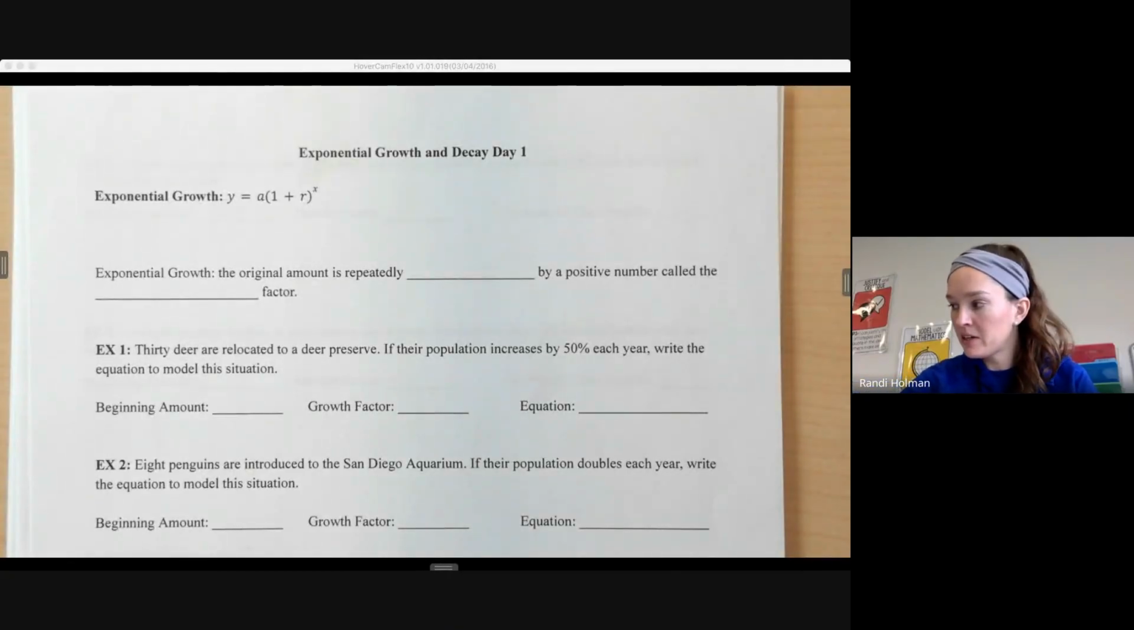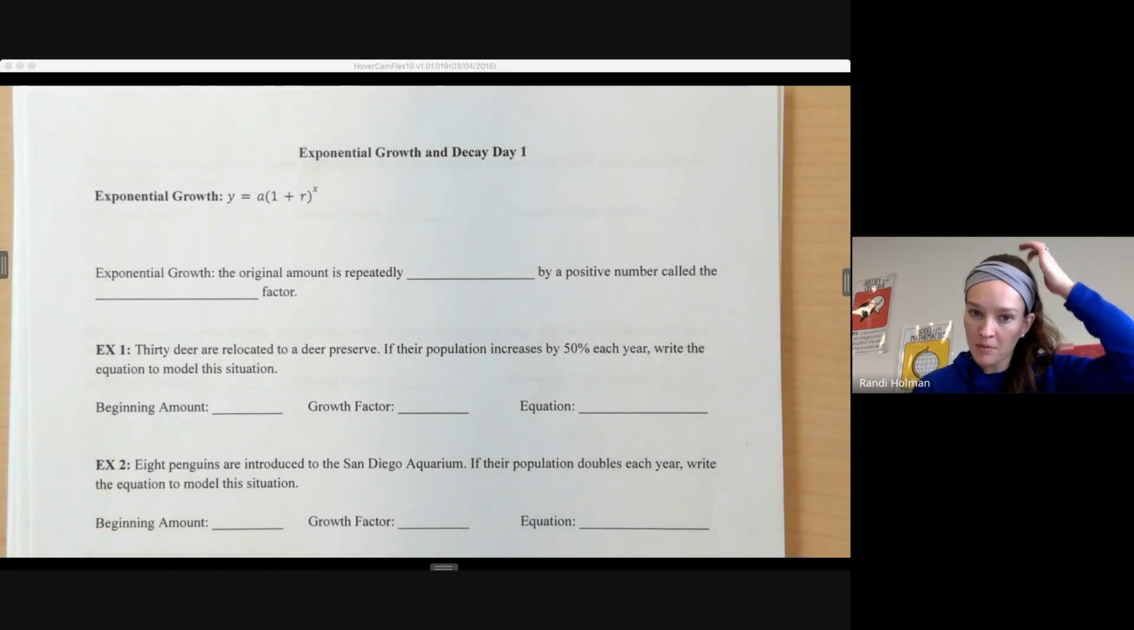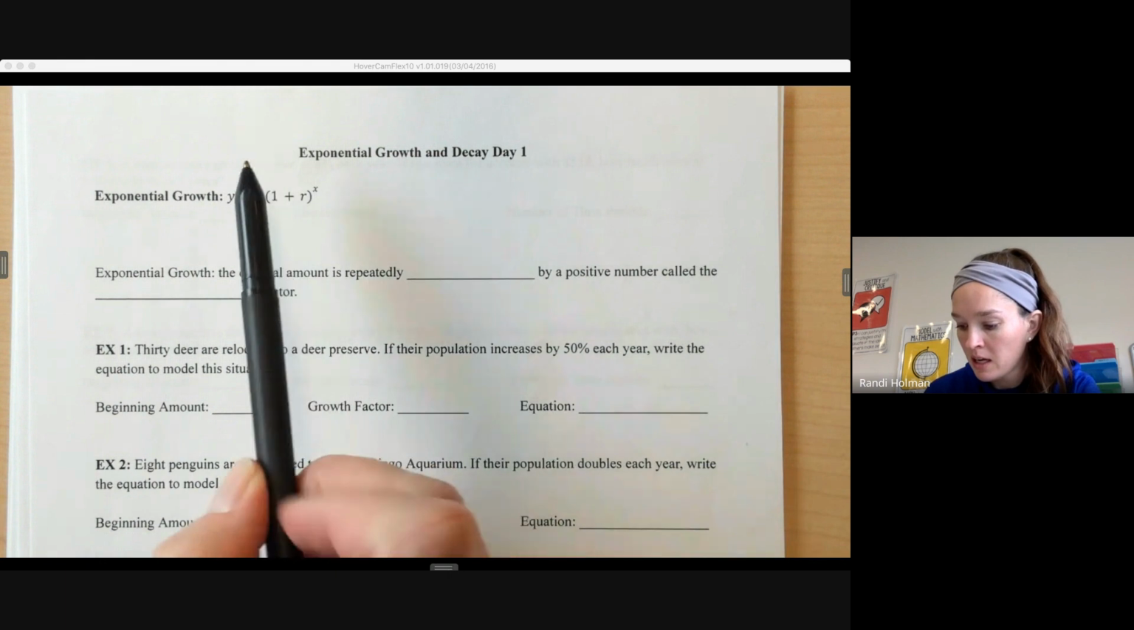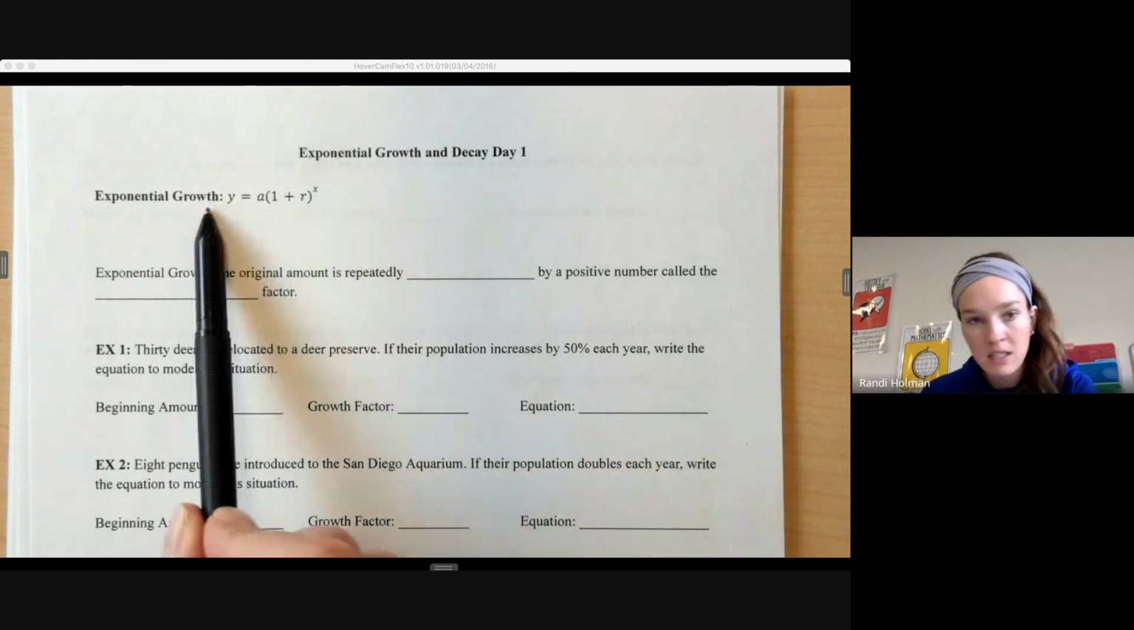Welcome. In this video, we're going to take a look at exponential growth and decay. We've already done some work with exponential graphs and exponential functions, but today we're going to start looking at writing some of our own equations from some scenarios. When we have exponential growth or decay, we're going to be looking at this function here.